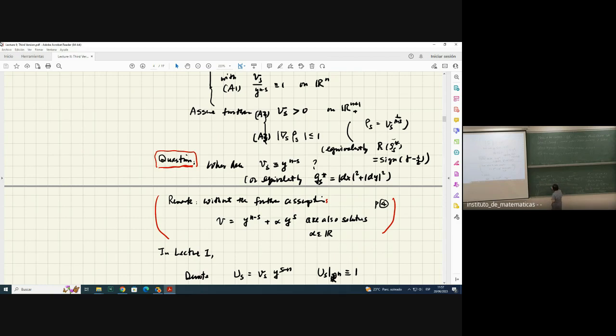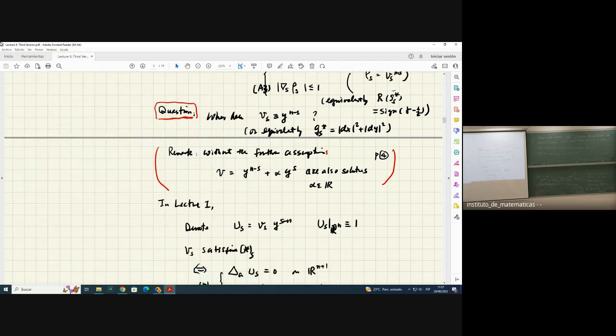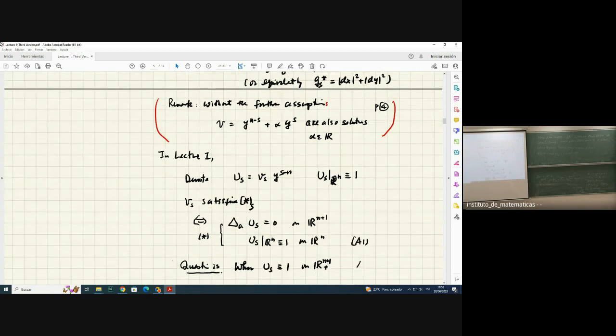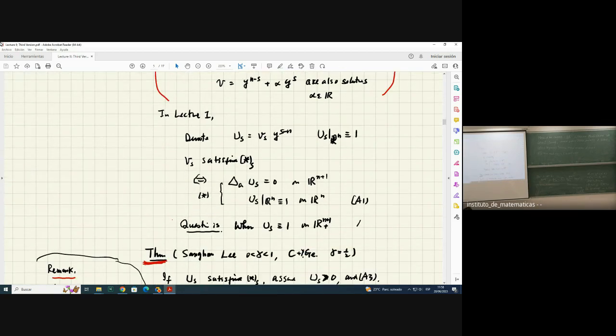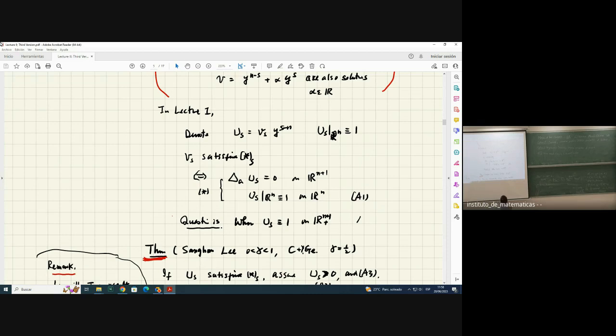And in Chang-Li's result, we also add hypothesis 4. So let me describe hypothesis 4. Remember that yesterday we first related the solution of the Poisson equation on the hyperbolic space to this weighted Laplacian. If you look at this function u, which is equal to v_s times y to the s minus n power, this u_s on the boundary is equal to 1.